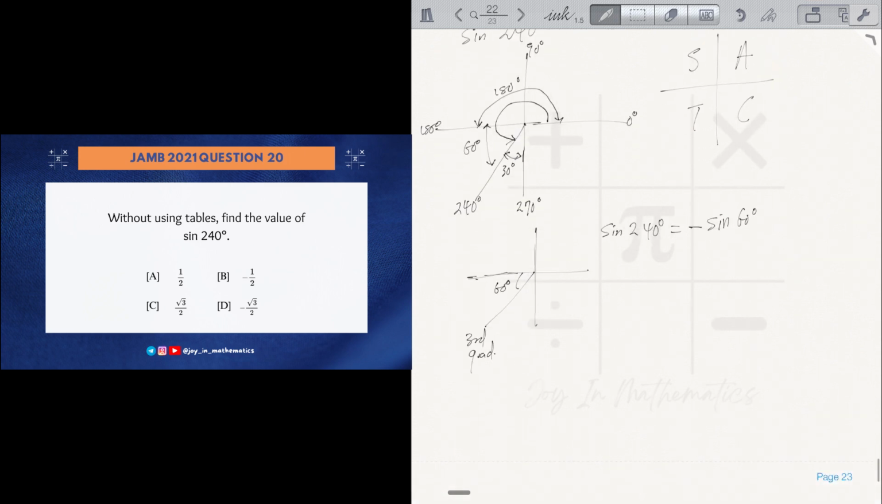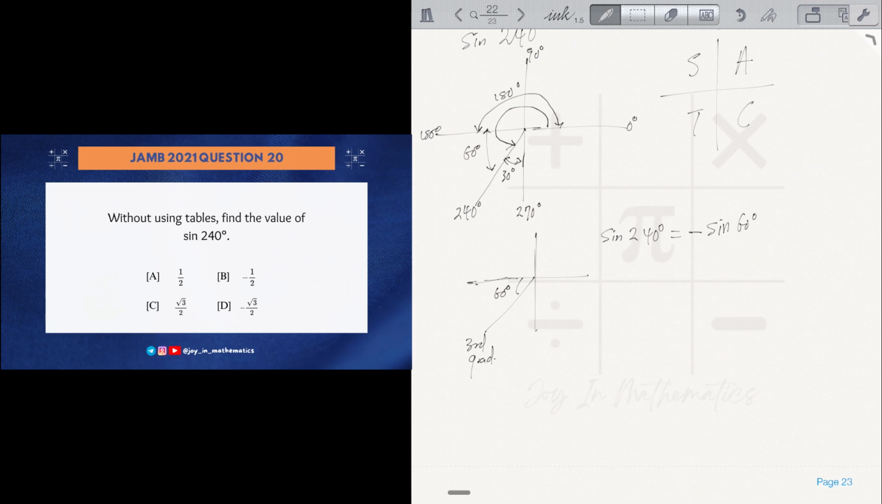We understand from trig identities that sine 30 degrees is equal to cos 60 degrees, which is equal to 1 over 2. And sine 60 degrees is equal to cos 30 degrees, which is equal to root 3 over 2. Similarly, sine 45 degrees is equal to cos 45 degrees, which is root 2 over 2. So sine 60 degrees is root 3 over 2. Therefore, sine 240 degrees is equal to minus root 3 over 2, which is equivalent to option D.